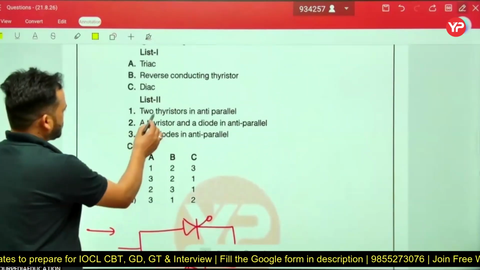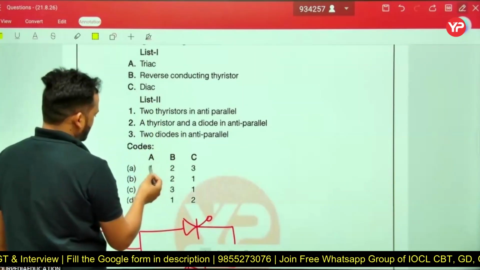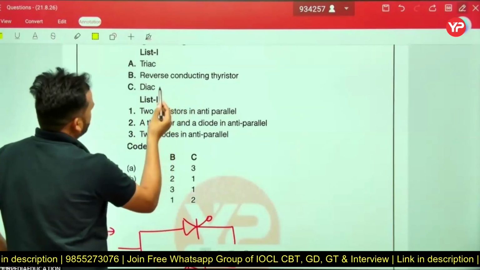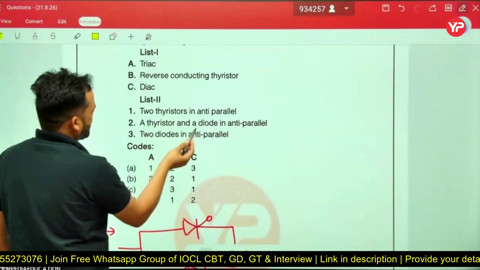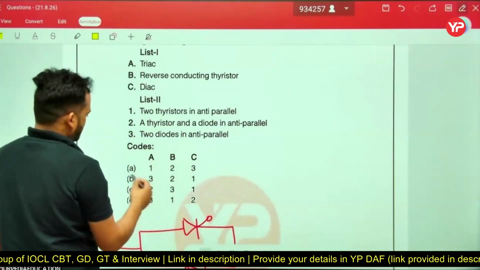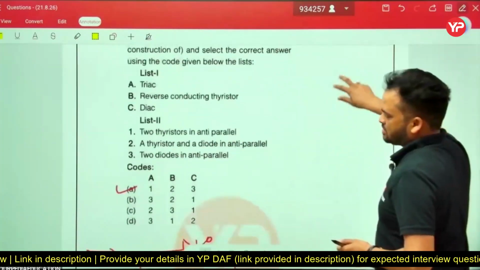So option 2, thyristors in anti-parallel, that is triac, A connected to 1. Yes, this is correct. And RCT, reverse conducting thyristor, one diode and one SCR, a thyristor and diode. Okay, B connected to 2. Diode, two diodes. Yes, so this is the right answer.